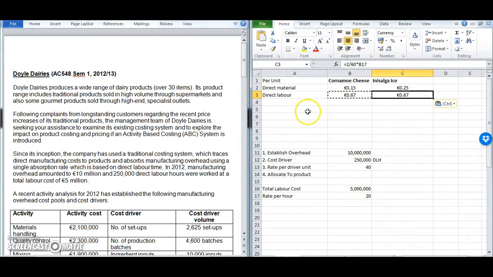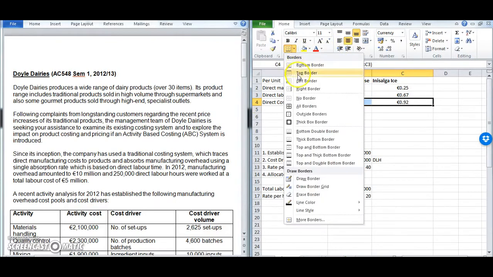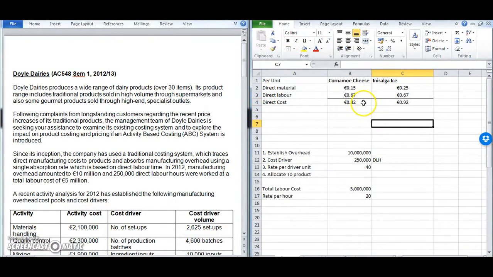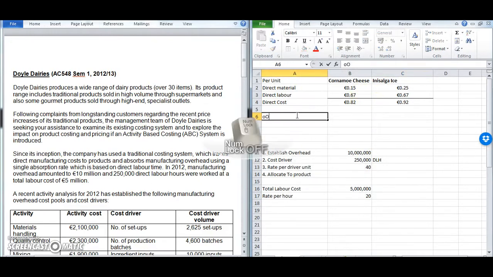So now you've figured out the direct materials, which is fairly straightforward, it's given to you, and also direct labour, which you had to work indirectly to figure out what the labour rate was, and then apply it to the actual product per unit. So this will give us direct cost. Similar to the OLATA question we did before, we now know our direct cost per unit. Let's put this here to format it, it is 82 cent and 92 cent. But now we need to ask, what about overheads?